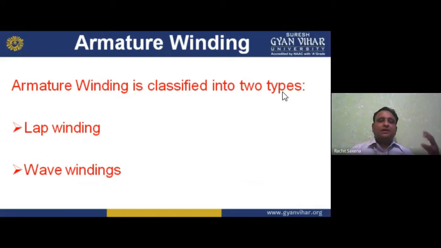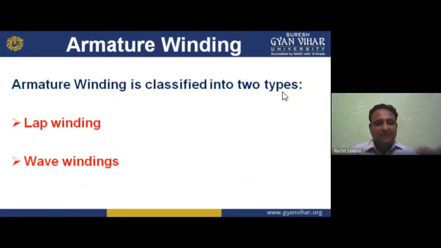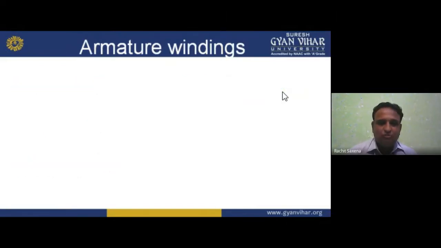So lap is the continuous manner, and wave is positive, negative, just like this. Positive, negative, positive, negative, positive, negative, positive. So we have both. Lap is the continuous manner, and wave is like this. Now, how can we classify lap and wave windings? Armature winding is classified into two.